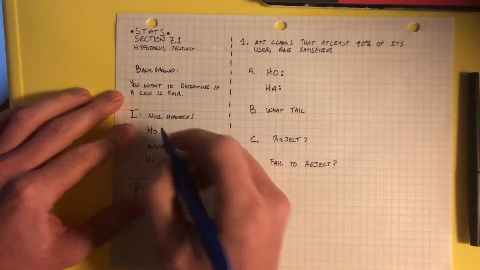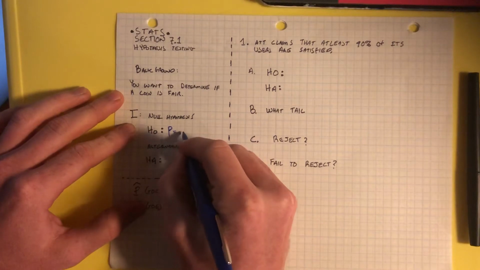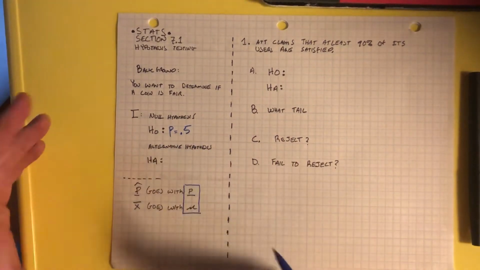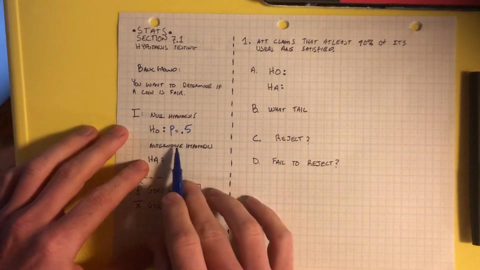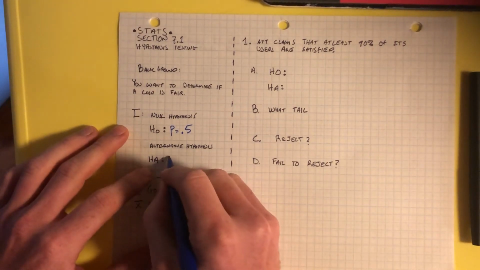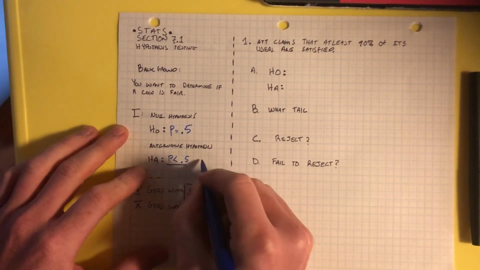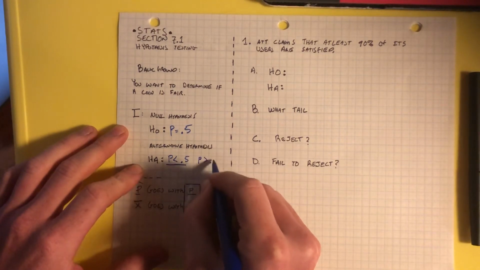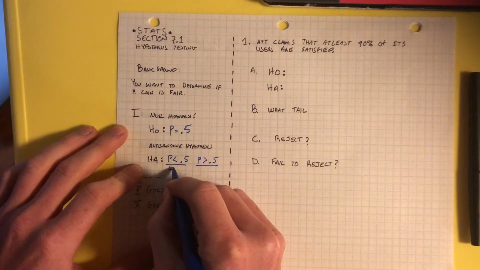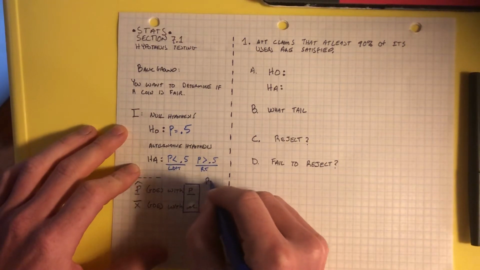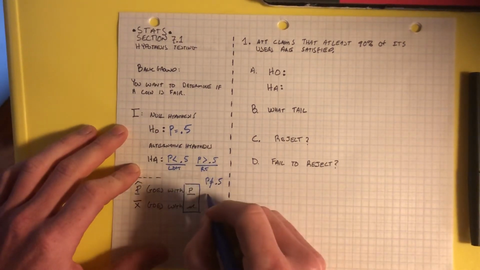So your H0 here is that p is going to equal 0.5. So if you have a sample, you should get heads or tails either 50% of the time. So p is the probability of getting a heads or a tails. Doesn't really matter. Alternative hypothesis, you have three different choices here. You could say p is less than 0.5. That's one. That's called a left tail. You could have p is greater than 0.5. That's called a right tail. And you could have, here's your last one, p does not equal 0.5, and that's going to be a two-tail.